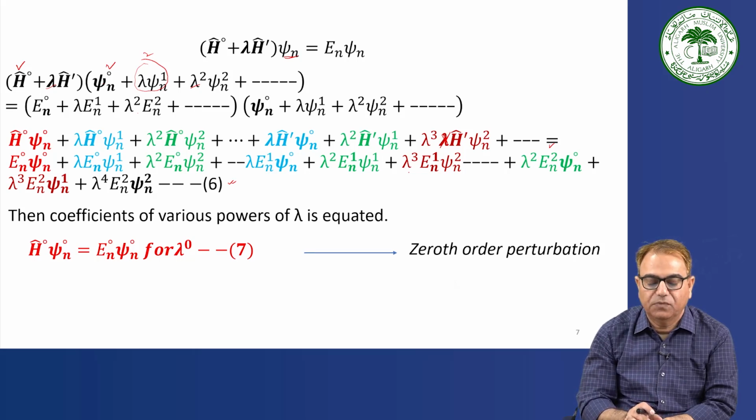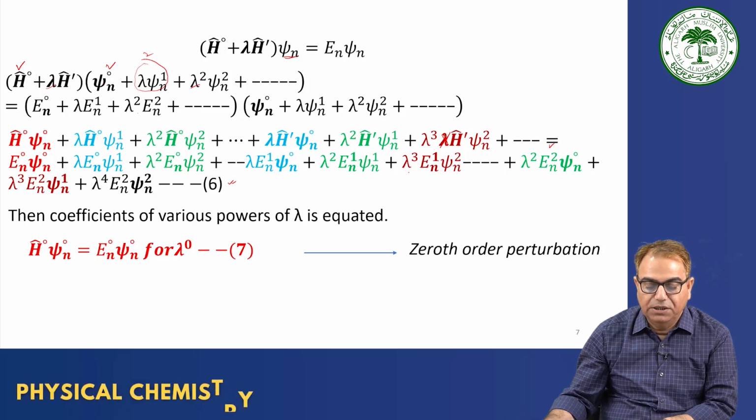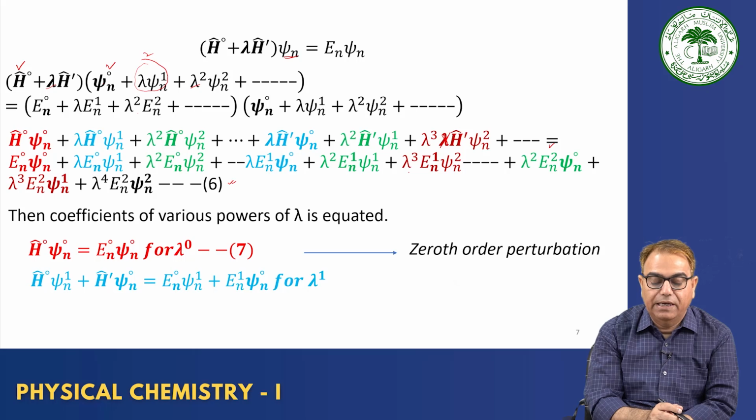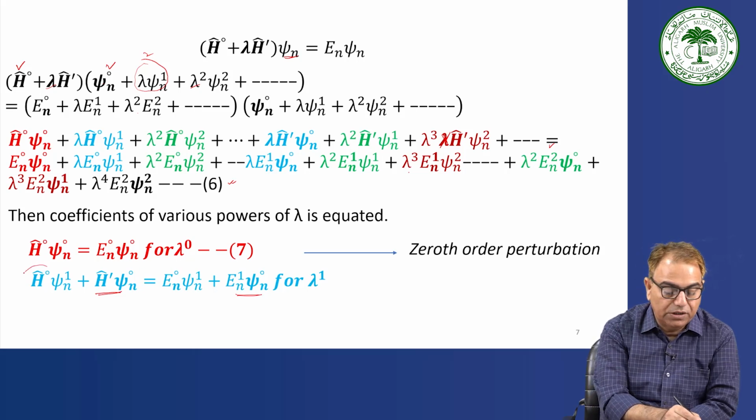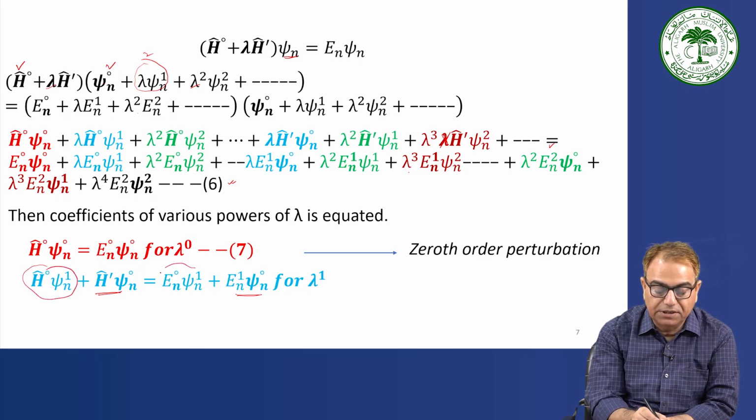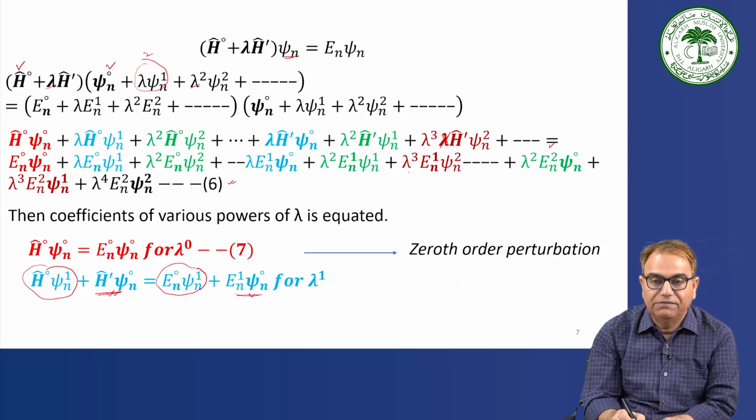If you go for lambda raised to the power 1 coefficients, then all in blue will come here, and lambda, you see lambda, lambda, lambda, and lambda. Rest all is lambda square or lambda cube. So here you have perturbation. This perturbation term is here. En1 you have here. These two account for the unperturbed system. But since the perturbation is there, you have this also and you have this also.